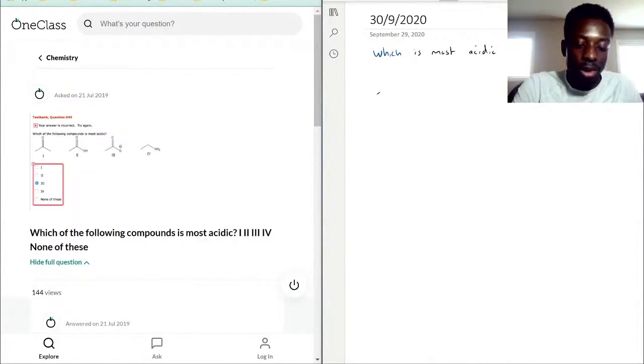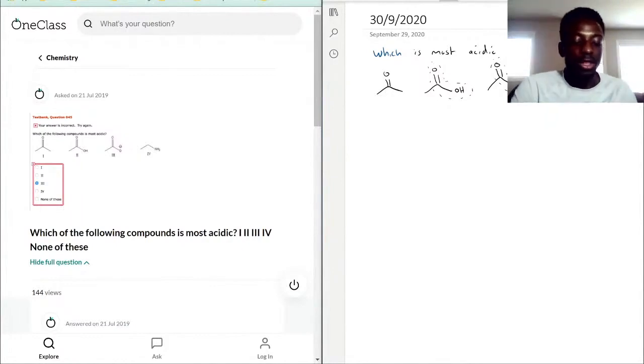Okay, we have this thing, a double bonded oxygen right there, and then we have this thing, a double bond oxygen but with an OH right there. We have this, which is very similar, but this is missing an O minus. Okay, this is a way of tracking it. And as the last one, we have an NH2. So let's break it down by which is most acidic.